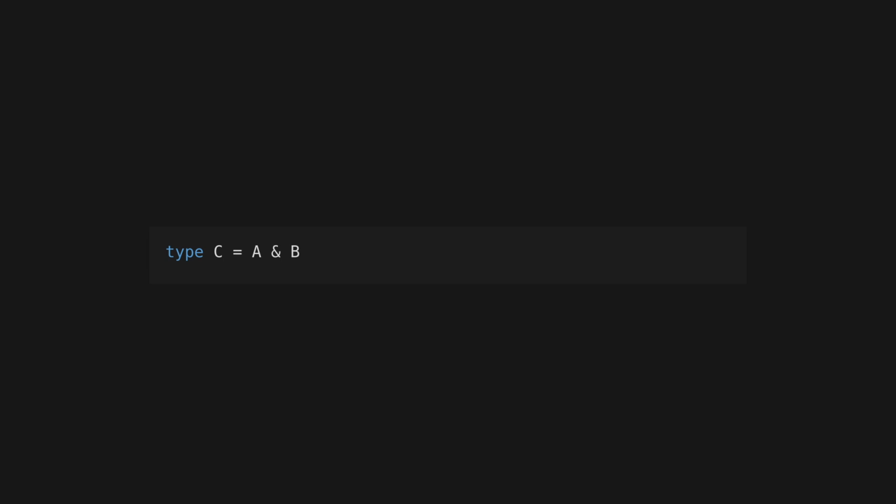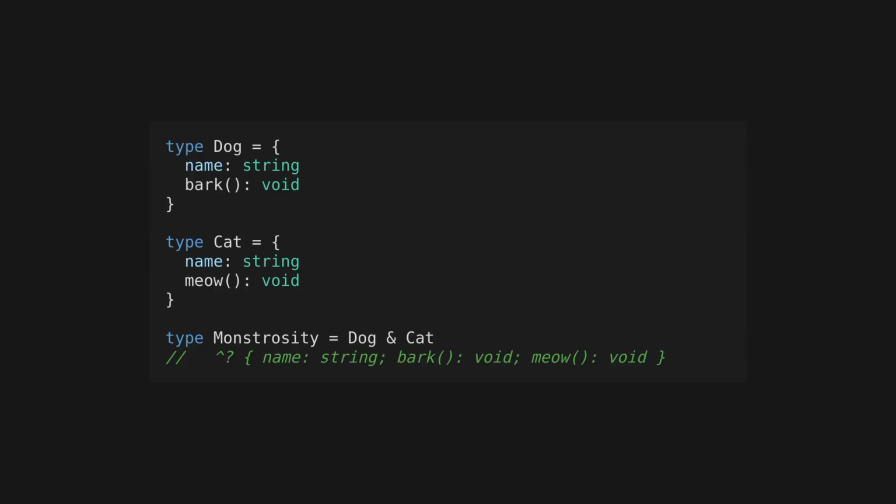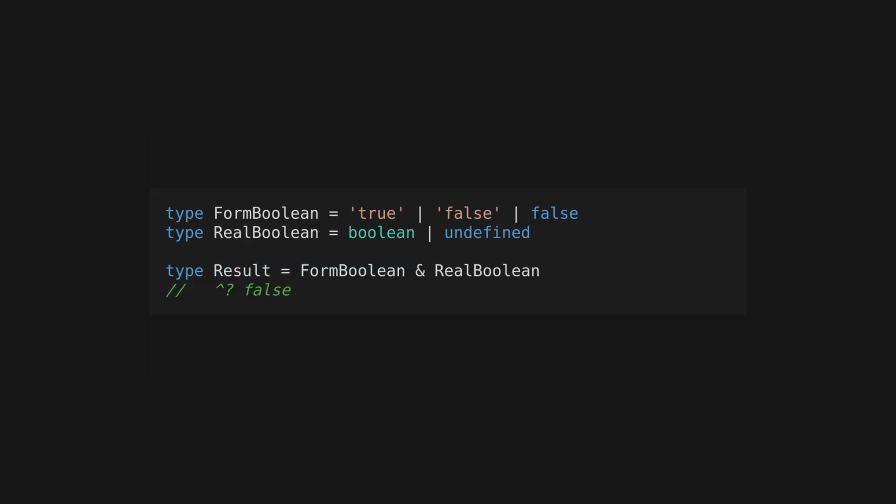Intersection types represent the combination of two or more types. For example, the intersection of two object types will contain the keys from both types. The intersection of two unions will only contain the values that appear in both unions.